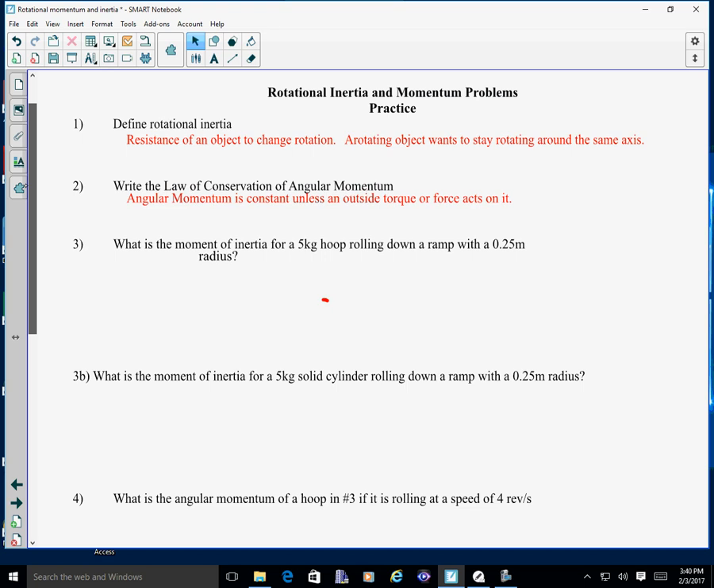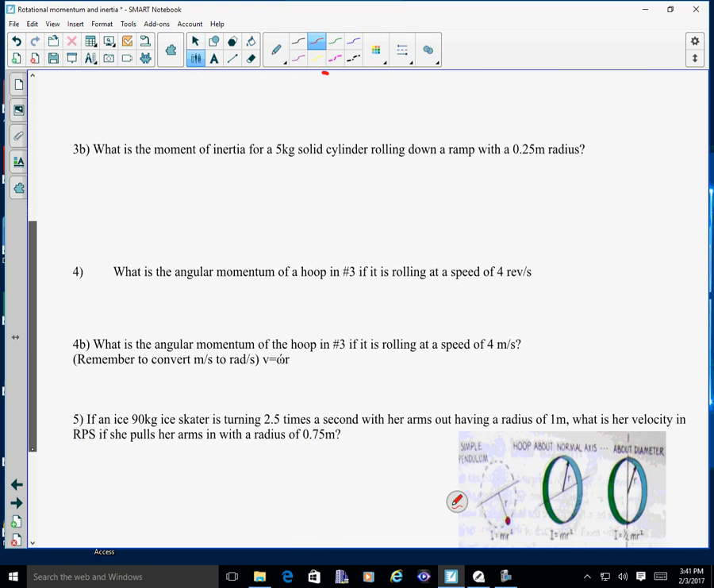Now, what you have to do on number 3, it says, what is the moment of inertia? Moment of inertia is exactly the same thing as rotational inertia. So if you look at these formulas down here in the chart, you're going to want to get that chart out. The first one says, what is the rotational motion of a hoop that is spinning like a wheel? So we're going to use this one right here. It says I equals mr squared.